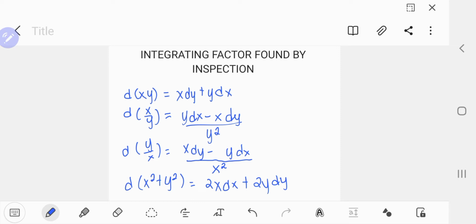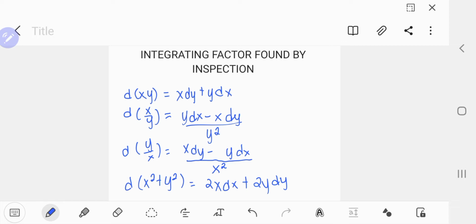And we have d of x over y is equal to y dx minus x dy all over y squared. We use the quotient rule. We have d of y over x is equal to x dy minus y dx all over x squared. We simply use the quotient rule also.